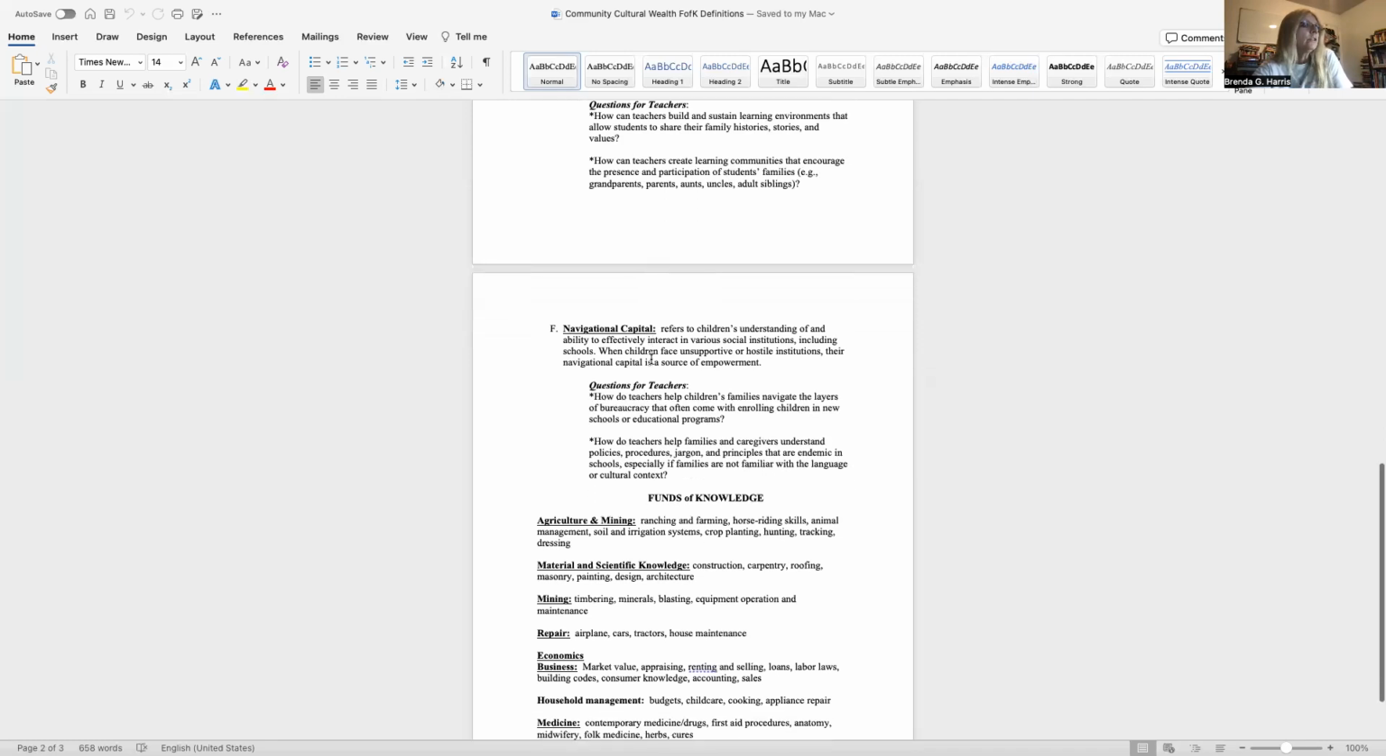And navigational capital here. Now, this refers to children's understanding and ability to effectively interact in various social institutions, including schools. Okay, so a lot of times I have an experience that has been seared into my memory because it was so traumatic for me, but it really shows navigational capital, and I was very grateful for it.